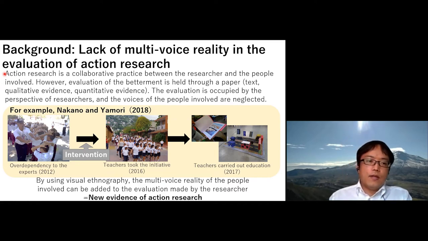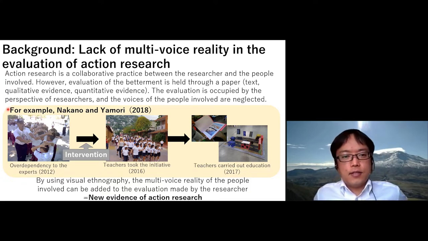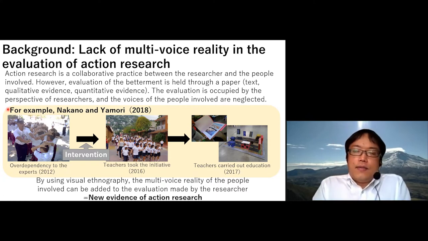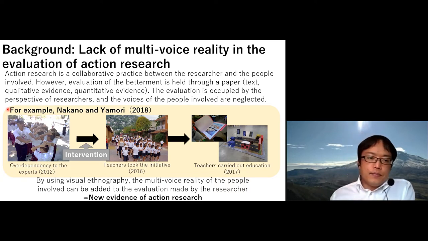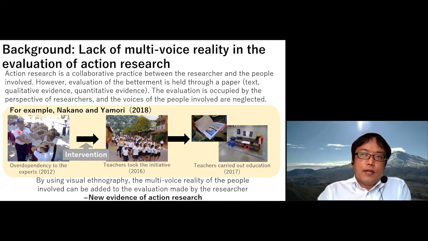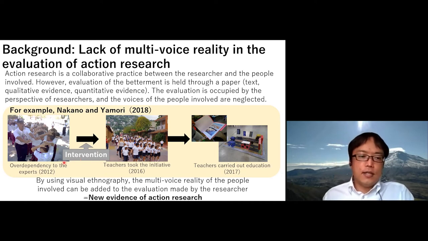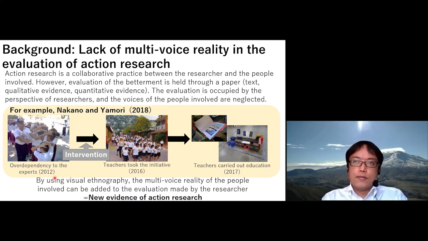So let me raise my own case. I wrote a paper in 2018, which tells about how betterment took place in Mexico. The story of my paper was as follows. Before the intervention of the action research, there was an over-dependency on experts in the process of implementing tsunami evacuation drills. Basically, the experts go to the schools, and organize all the important things: how to evacuate, where the evacuation route is, which place is safe, et cetera.